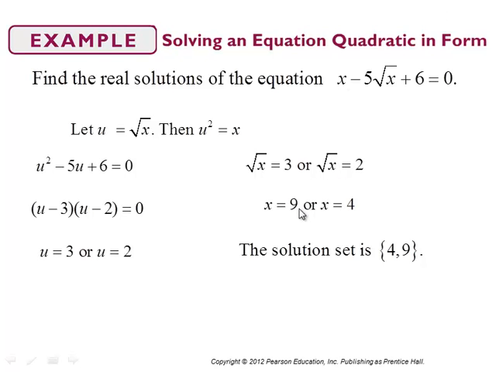Now, if you would have come up for u with any numbers that are negative, if any of these solutions for u were negative, then it doesn't make sense for square root of x to be equal to a negative number, so that would have been an extraneous solution.